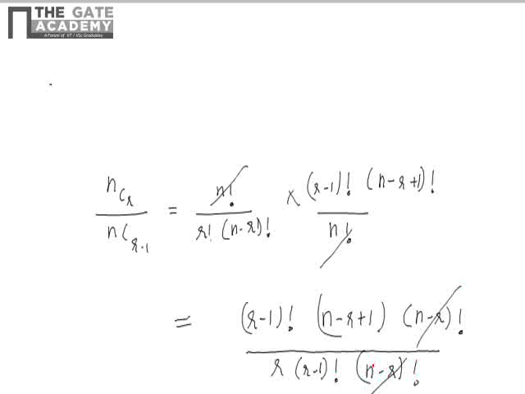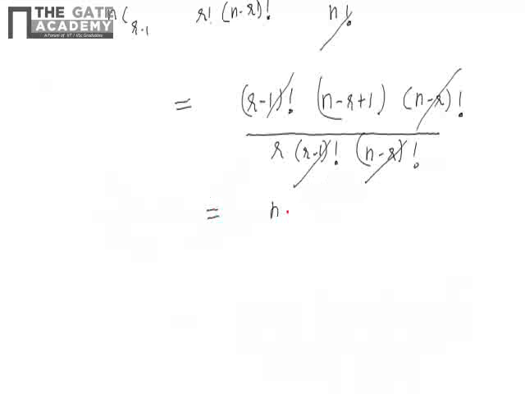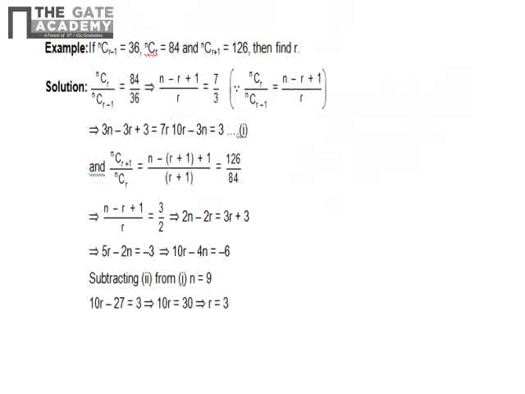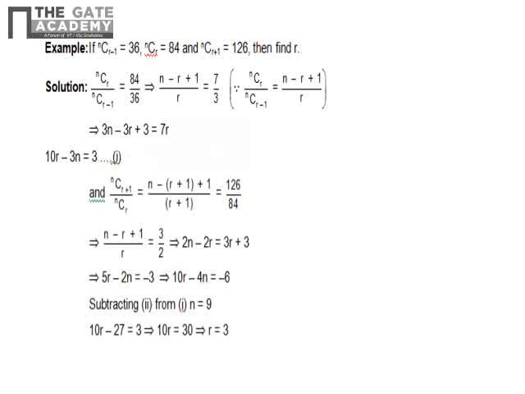This will get cancelled, this will get cancelled, so you'll get (n minus r plus 1) upon r. So I think now it is clear how to derive these things. After solving the first two things, we'll get this equation is equal to 7 by 3. After solving this, I'm getting one equation that is 10r minus 3n is equal to 3.